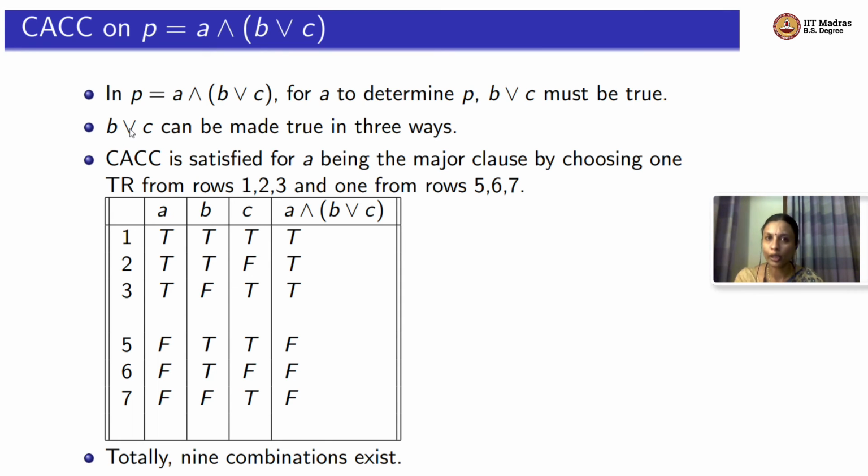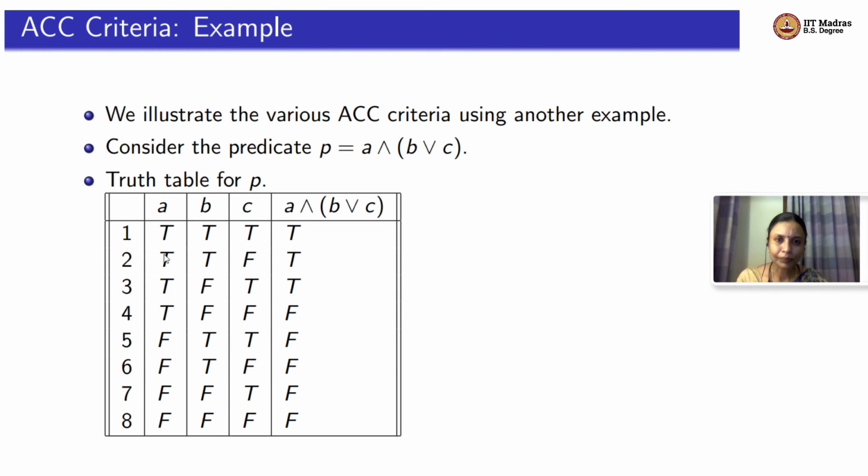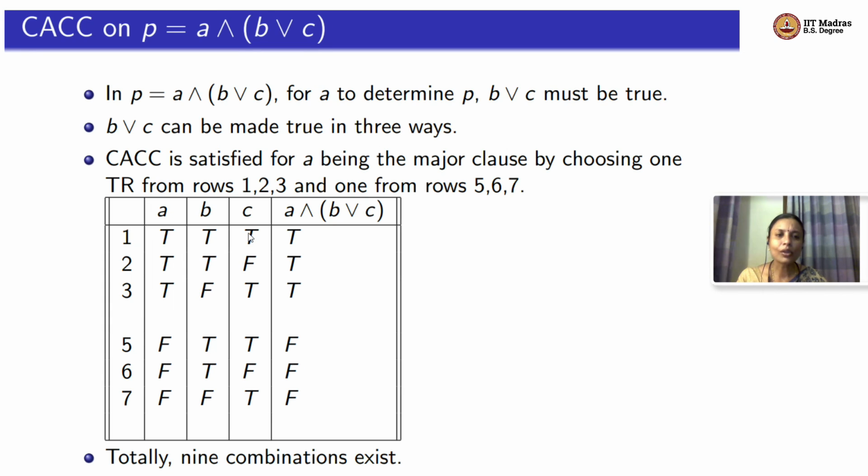Both are true. Both B and C are true. At least exactly one of B or C can be true. The other can be false. So I take this truth table and I look at rows where this is satisfied. So these are the rows. Correlated active clause coverage from the truth table based on these two observations can be met by these rows, right?